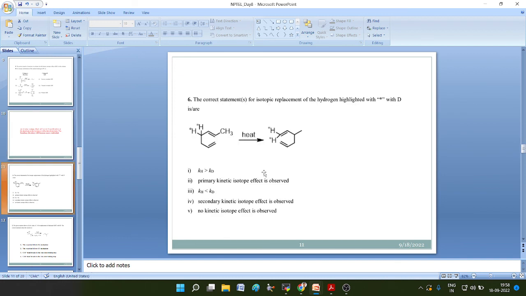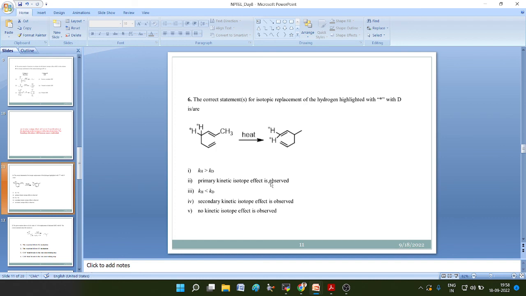This question I will jump directly to the answer. What is happening? It's a Claisen rearrangement. A pi bond is coming here and the sigma bond is breaking here. Not Claisen, sorry, it's a similar version. It works in the same way. This sigma bond will break and this pi bond will come here. Overall you get this. Again, there is no carbon-hydrogen bond breaking here. A carbon bond is breaking, so we don't expect any primary kinetic isotope effect.